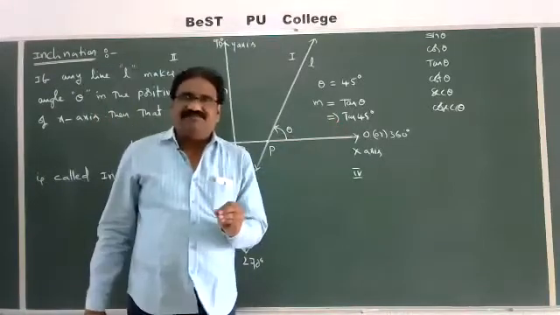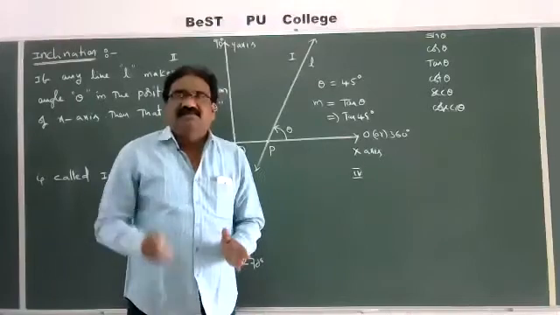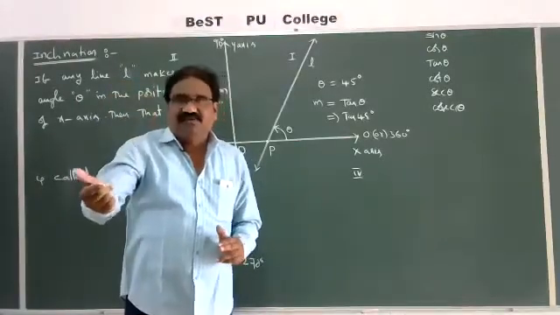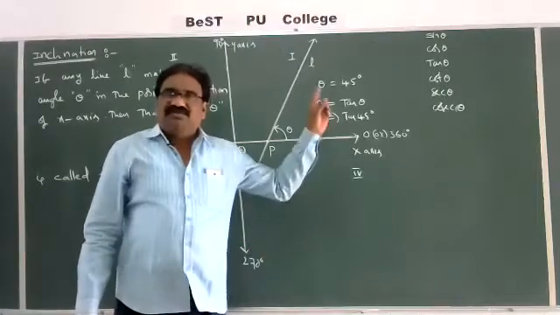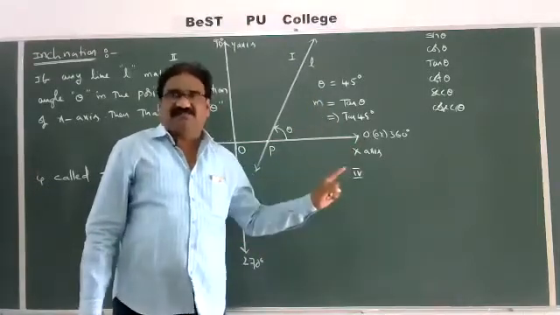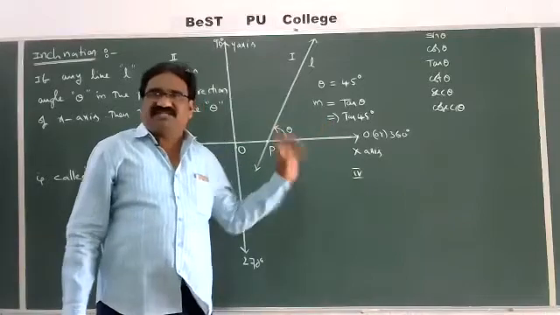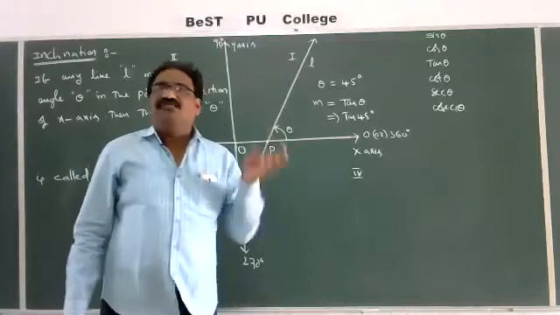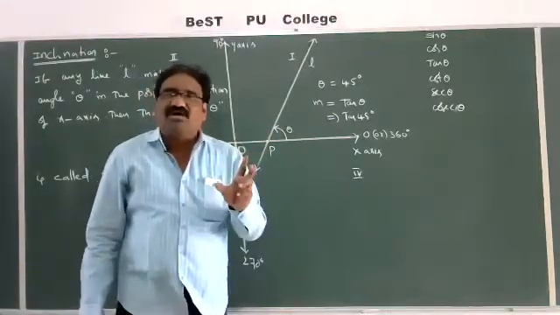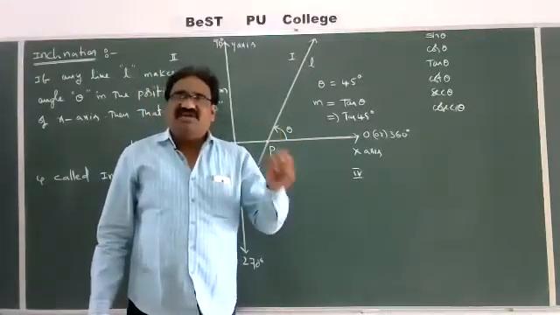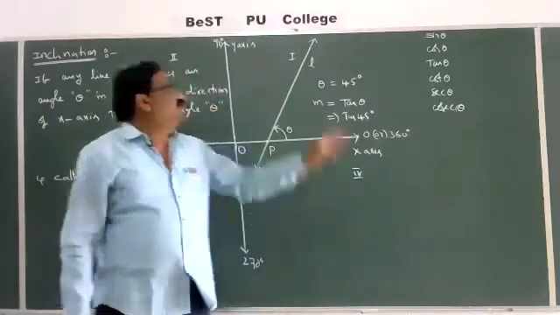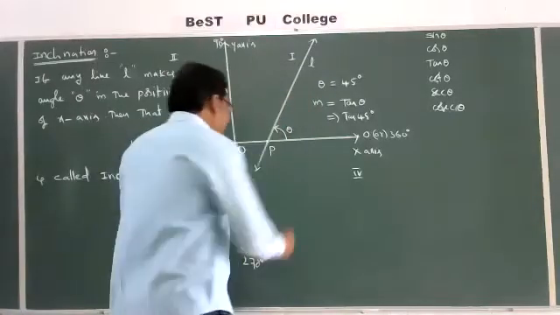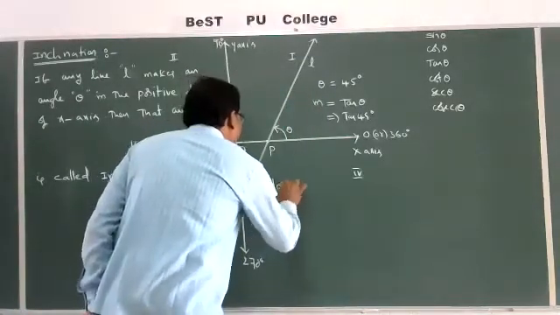What is the definition? Slope of a line means the tangent of inclination of the given line. The given line making an angle theta in the positive direction of x-axis, that is called inclination. That tan theta, the tangent of inclination of a line, is called slope of that line. Write a definition. Slope of a line.